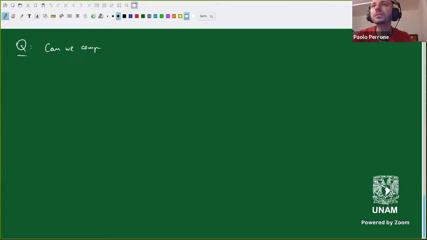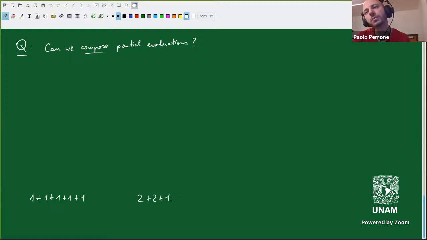So one of the main questions that we had when we discovered this thing is, can we compose partial evaluations? So here's, again, the case of natural numbers and addition, okay? I have this formal sum. I can partially evaluate this to, say, 2 plus 2 plus 1, right? What is the witness? Well, take 1 plus 1 plus 1 plus 1 plus 1.